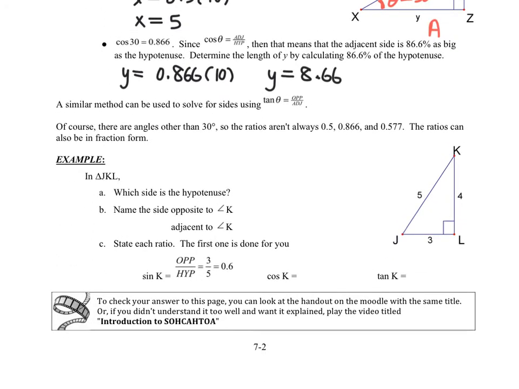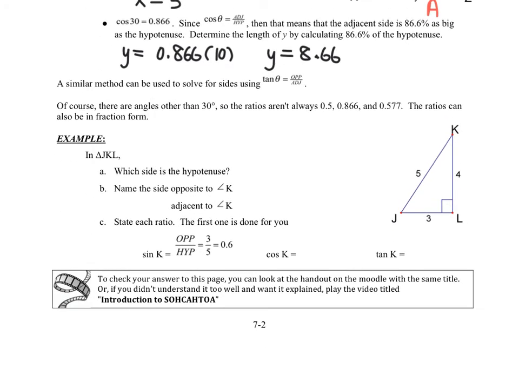The most important part of this lesson though is really how to label your triangle. Okay, so in triangle JKL, what side is the hypotenuse? Well, it's the one directly across from my right angle, so it would be JK. Name the side opposite angle K. So because everything is with reference to angle K, that's going to be my reference angle. So opposite angle K is at 3, which is side JL, and adjacent, so beside angle K, would be KL, which is at 4. Now we're going to state each ratio.